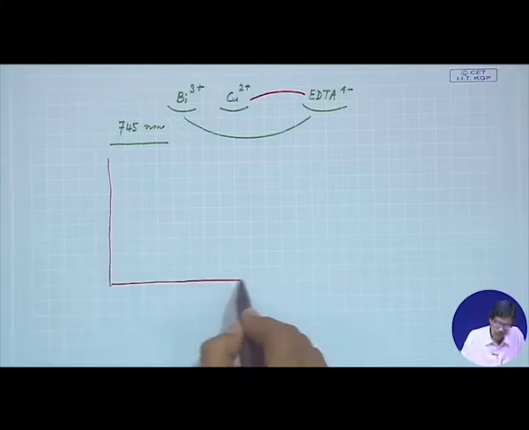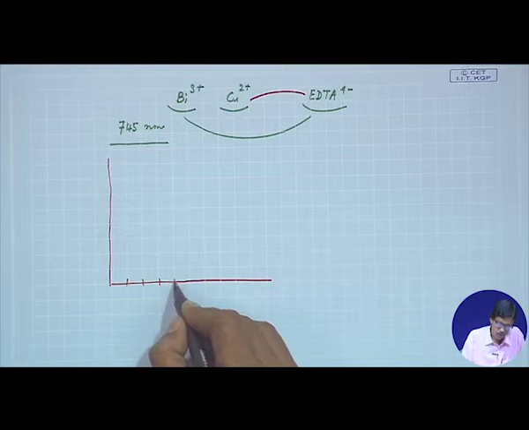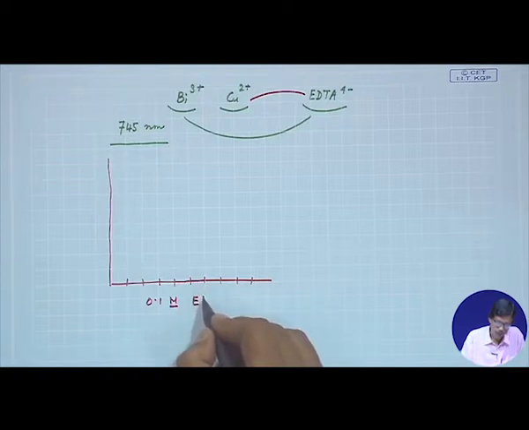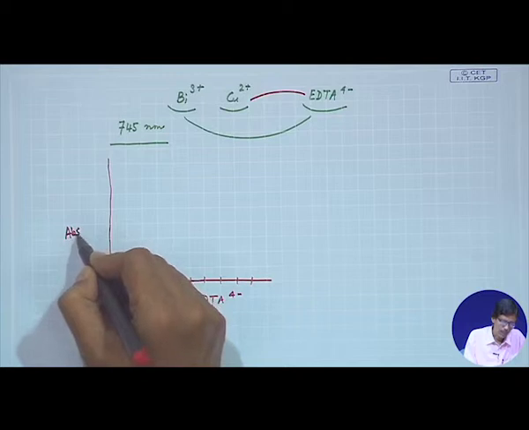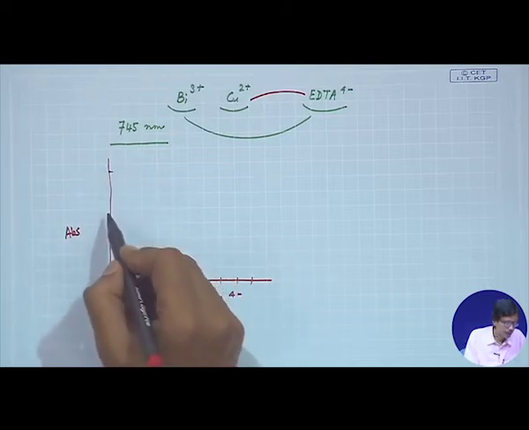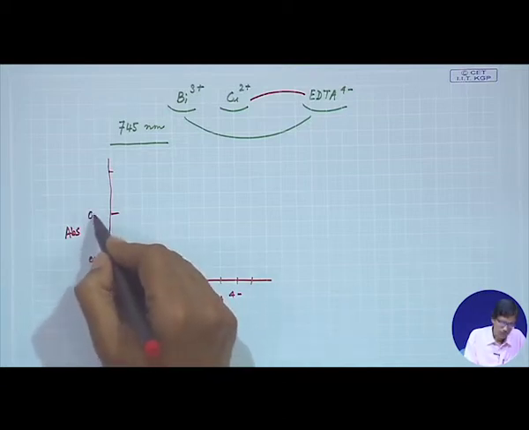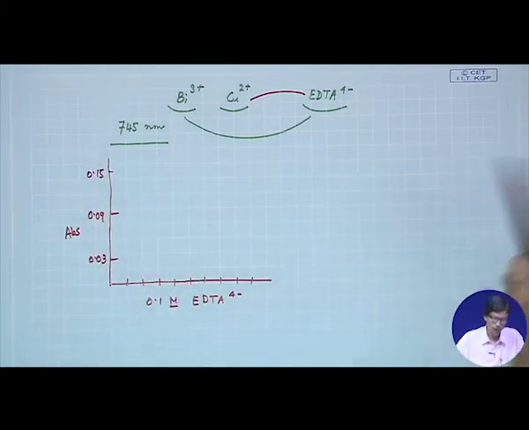So, if we try to have the corresponding plot, we will be adding milliliters of your EDTA solution, which is 0.1 molar EDTA solution. It is a disodium salt most of the time we use, and this is the absorbance axis. Starting from here, it is 0.03, 0.09 and say 0.15, only up to 0.15.